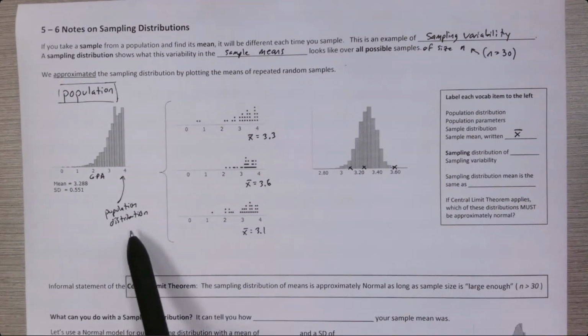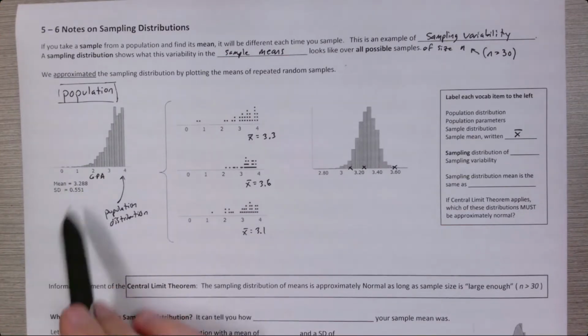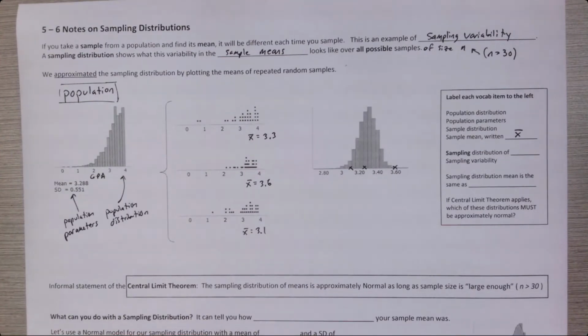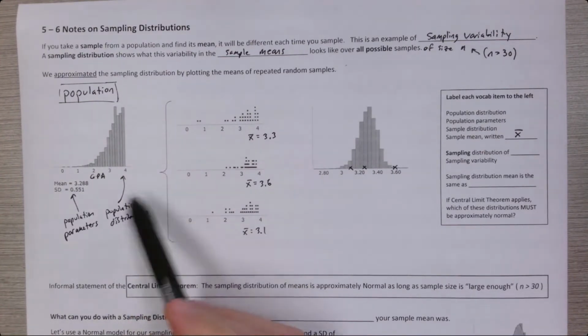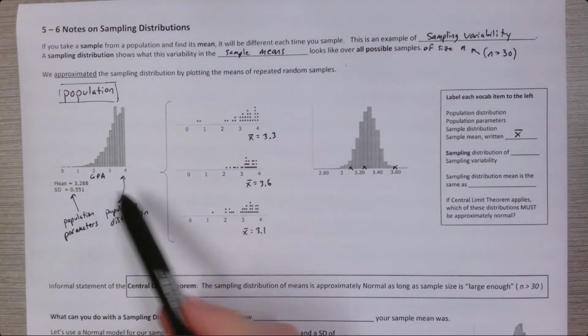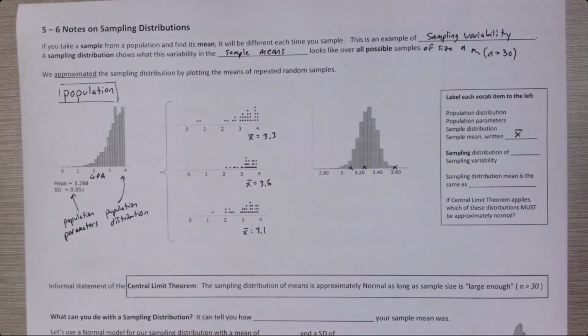Remember that any distribution can be described by parameters. So the parameters in this case are the mean and the standard deviation. Notice also that our population isn't even approximately normal. It's skew left.